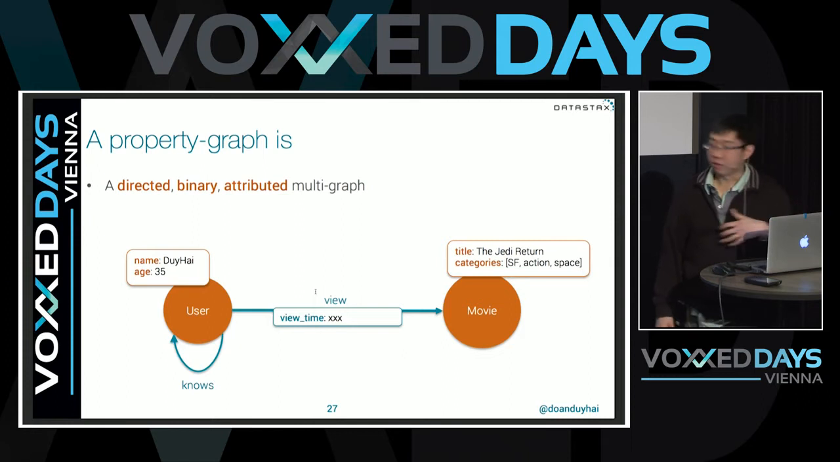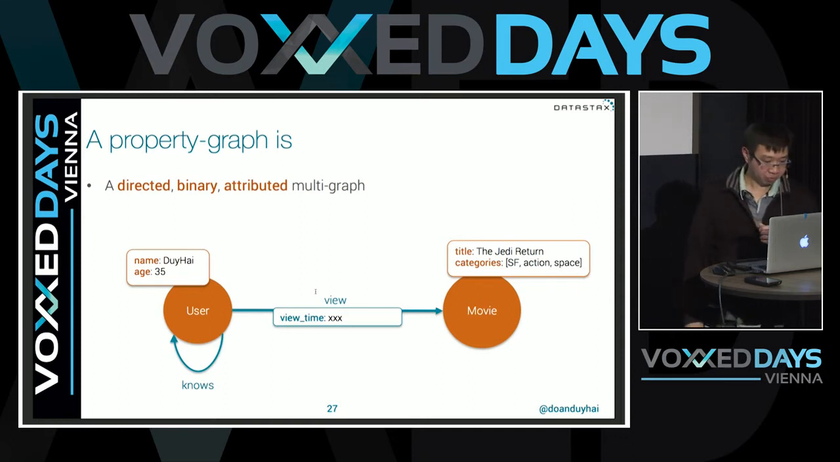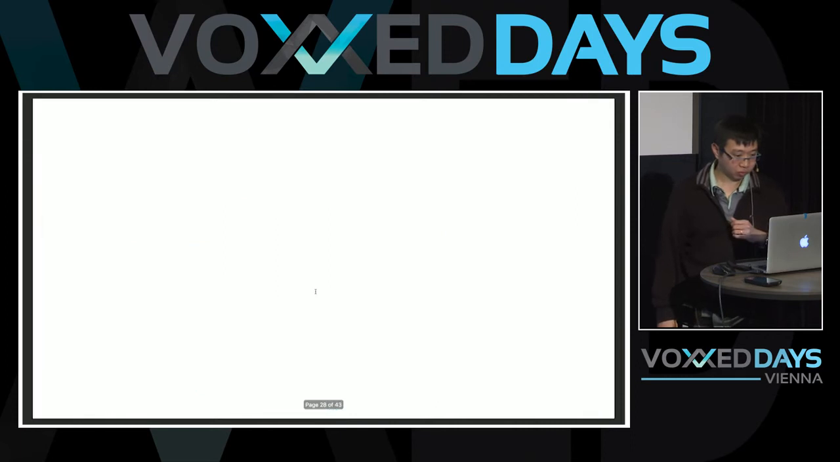Each edge and vertex can have attributes. Here on my user, I have the name attribute and the age. On the movie, I have the title attribute. And I also have categories, which is a multi-value attribute. And the same on the edge.